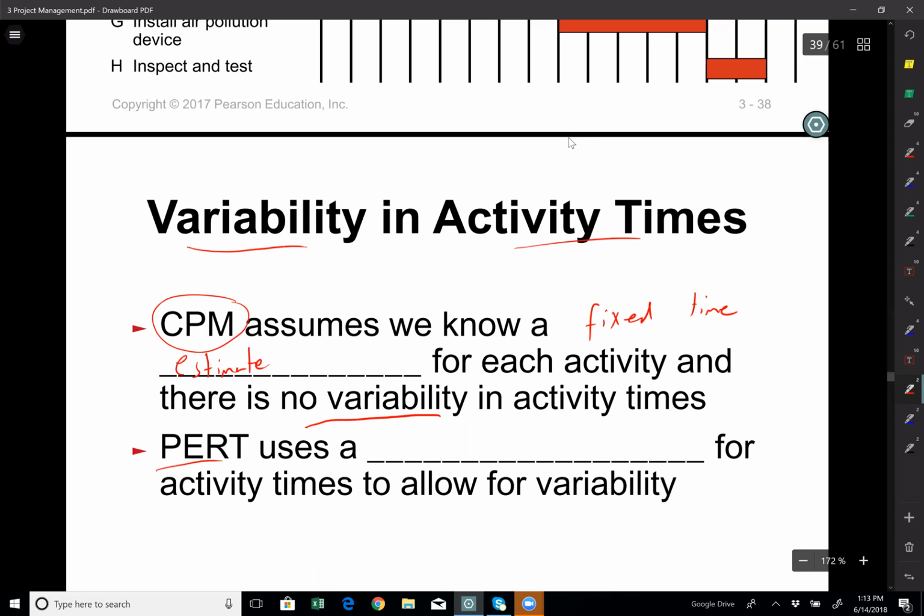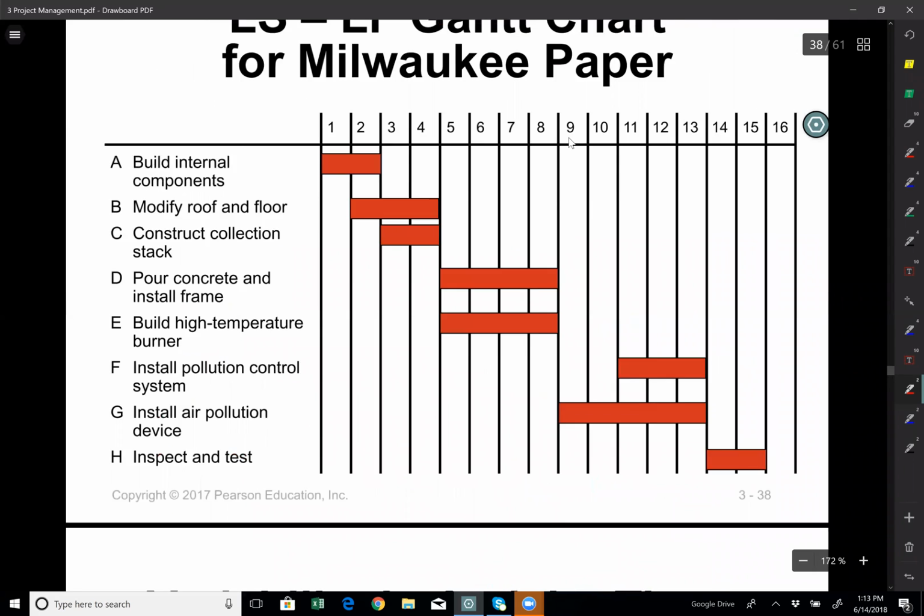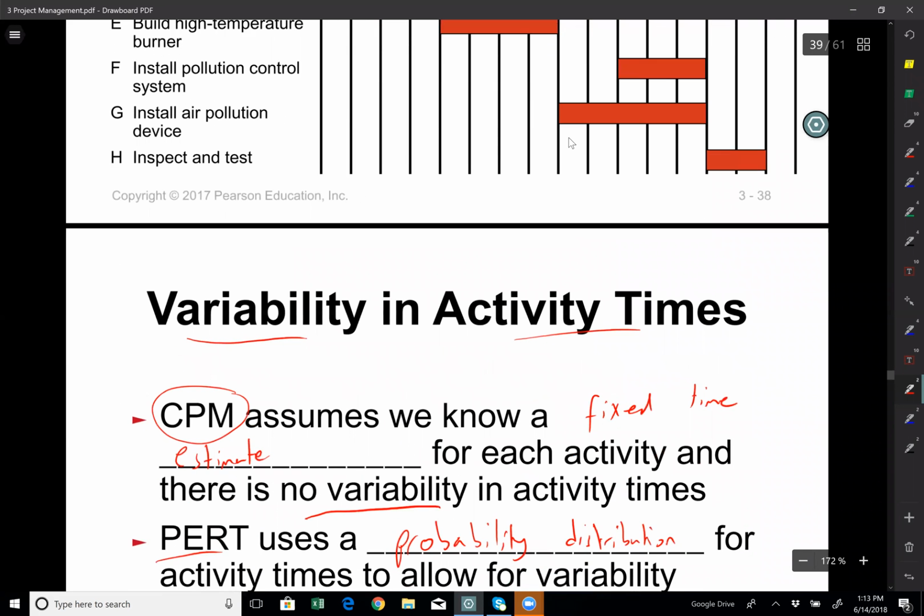And third, we will assume that there is a variation because, as we know, in a project, in an activity, we may expect that activity to be completed in a certain time, let's say 3 weeks, but it may take 7 weeks or 2 weeks or 4 weeks. So there is some kind of uncertainty. So in PERT, we will use a probability distribution for an activity, all right? So let's move to the next slide.